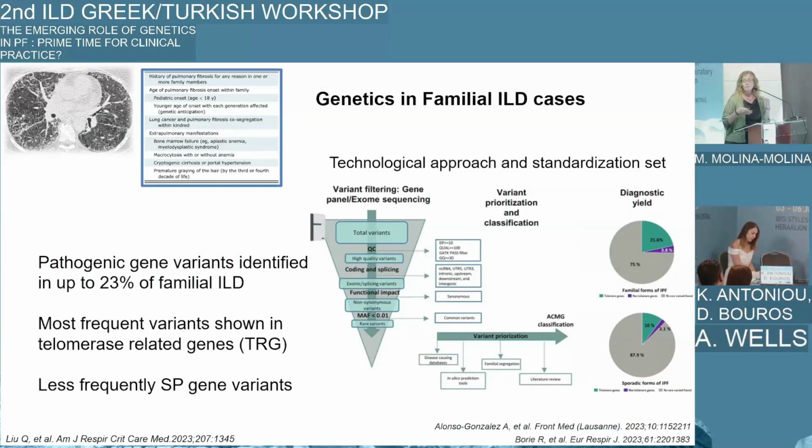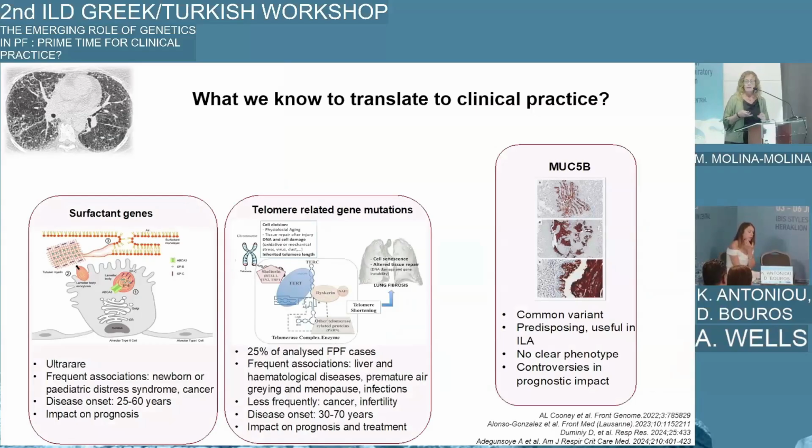And we have more and more studies analyzing how these genetic tests may identify cases with this genetic cause. And this one, published in 2023, showed 23% of cases of familial ILD with some pathogenic gene variant. The other important point is that the most frequent gene variants identified are telomere-related gene variants, and less frequently surfactant protein gene variants.